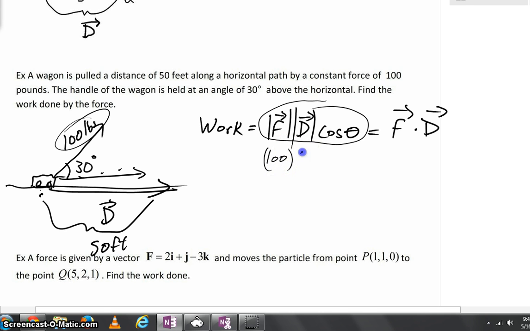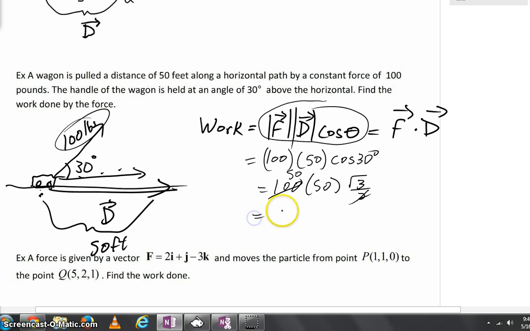That's the length of this arrow. And I know that the displacement vector is 50. And then I'll just put in the cosine of 30. We all know that the cosine of 30, of course, is radical 3 over 2. And real quickly, 2 goes into 100 50 times. 50 times 50 is 25 with 2 extra zeros. So would you look at that? Our work would be 2500 radical 3.